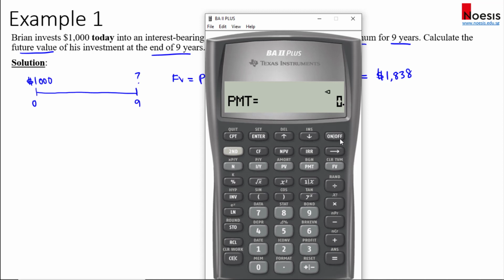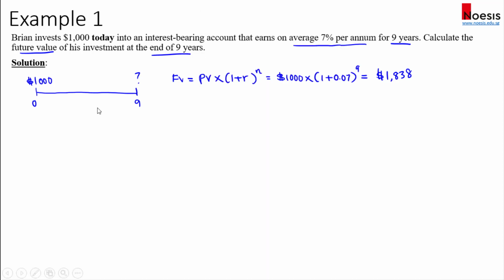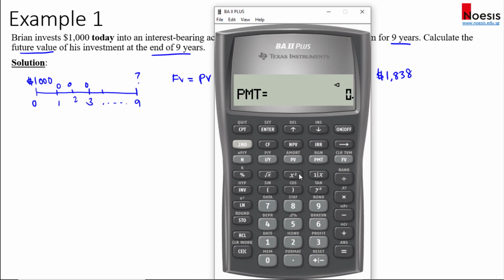Of course, PMT was 0 in the first place when we reset, but I'll just make it consistent. So I'll put 0 as PMT, which means that from year 1 to year 9, there were no additional cash flows. It's all 0. You didn't invest further. Once we have that, we'll now compute the future value. So we'll press CPT, compute, and FV. That gives us the same number, which is $1,838.46.